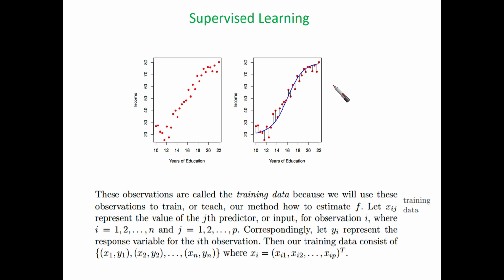Okay, so see, here are some observations. This is definitely only one input. For example, how many years of education someone has, and based on that, what is the income. So this is one observation, this is another observation, this is another observation. Here are a total of 30 observations.